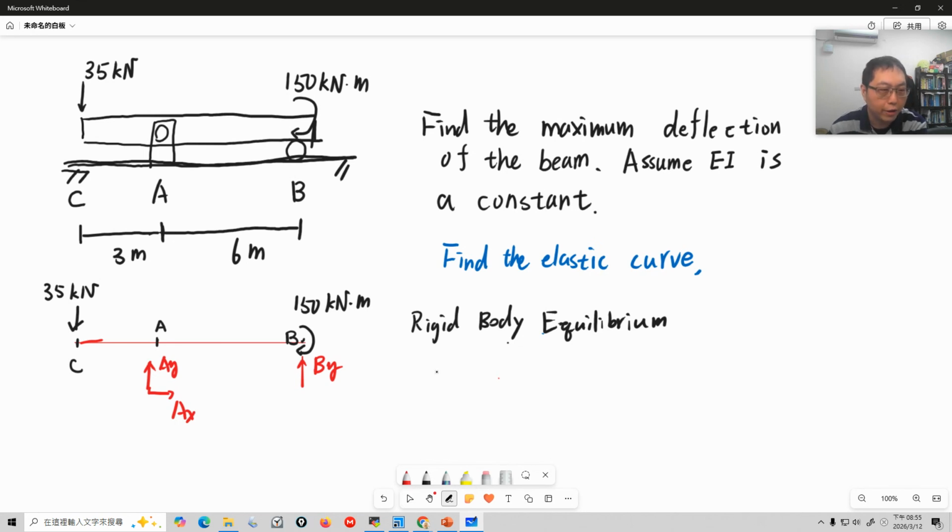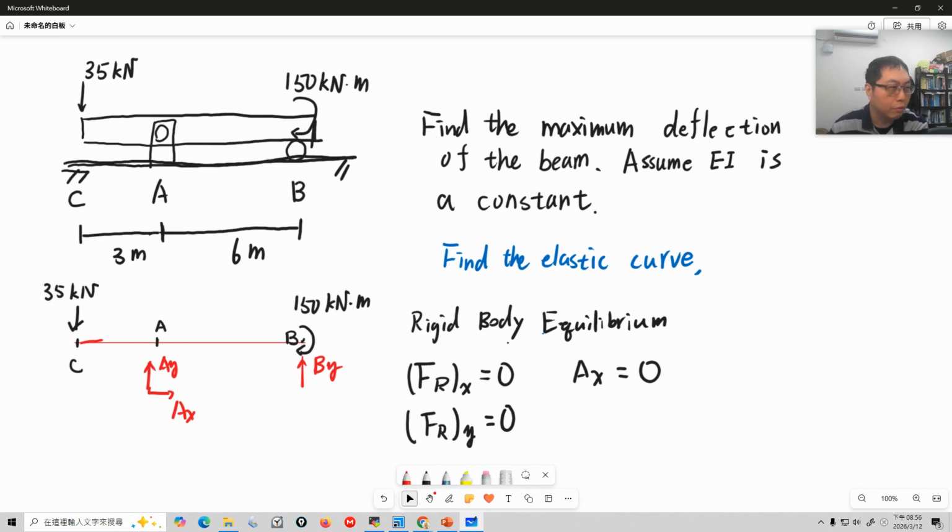So let's use rigid body equilibrium to find the reaction forces. The condition is that the resultant force in the x component is 0. Let's write down all the x components of the forces in the system. We only have AX in the x component, so AX equals 0. And the resultant force in the y component must also be 0.